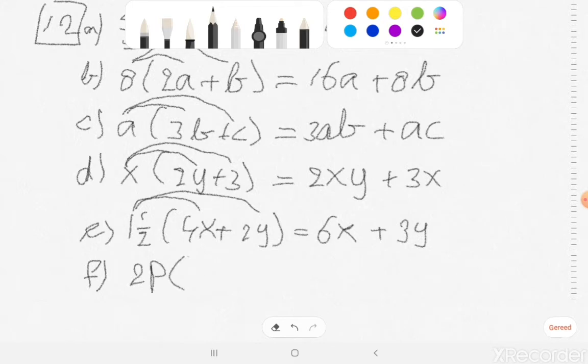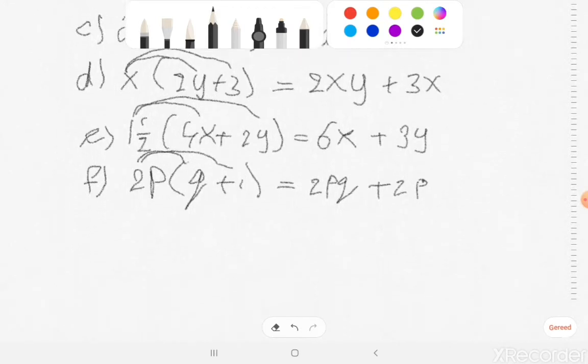multiplying with q plus 1. 2p times q is 2pq, and 2p times 1 is just 2p. Now, well, this was exercise 12, and in exercise 12 we didn't use any negative numbers. So that's another piece of exercise.